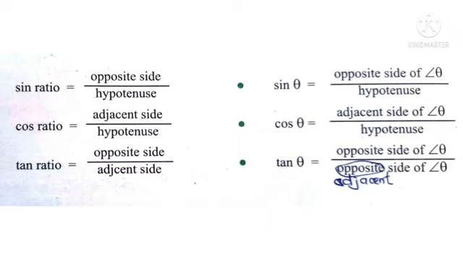Then sin theta we write in terms of theta. Sin theta means whichever angle is present, you write here. If there is angle A, you write sin A. Sin theta is equal to opposite side of theta upon hypotenuse. Cos theta is adjacent side of theta upon hypotenuse. And tan theta is opposite side of theta upon adjacent side of theta. म्हणजे जो अँगल आहे त्याच्या अपोजिट साईड, त्याच्या ॲडजस्टंट साईड आपण इथं घेत असतो.